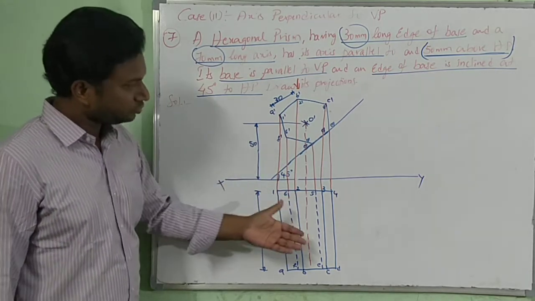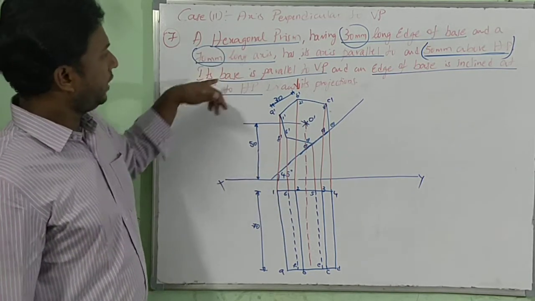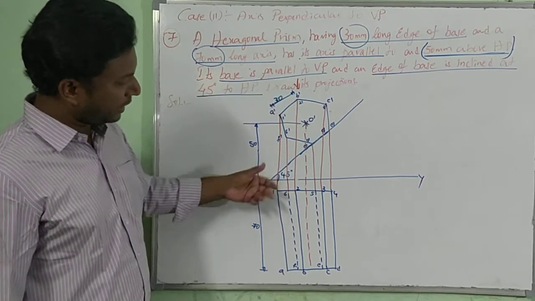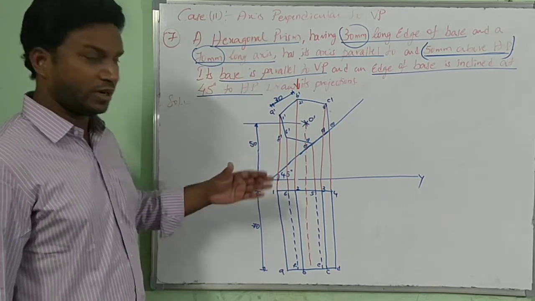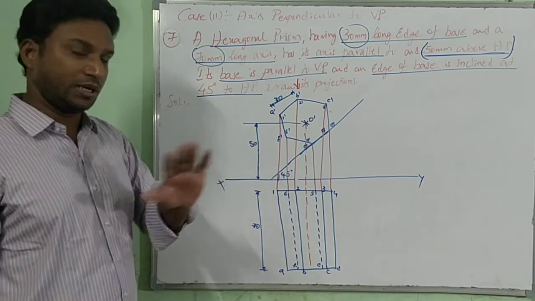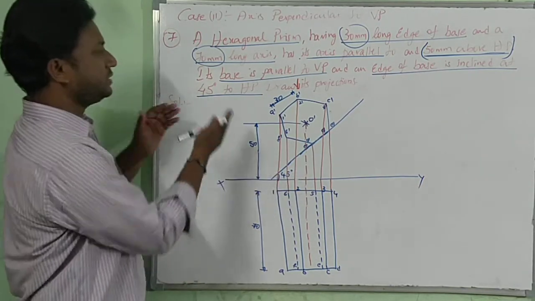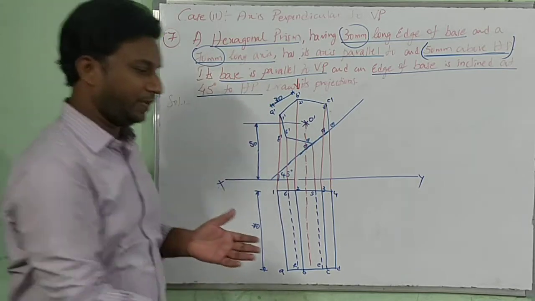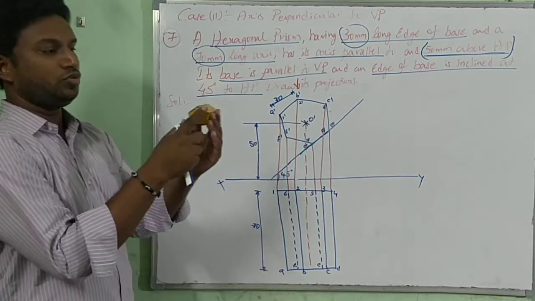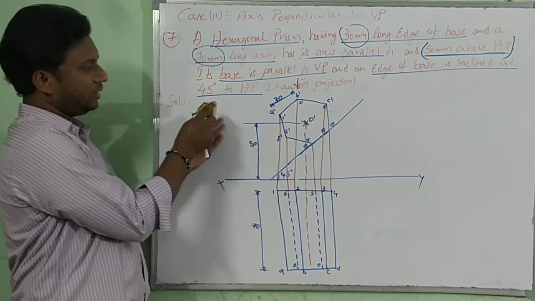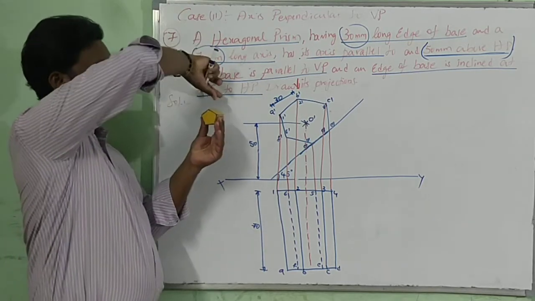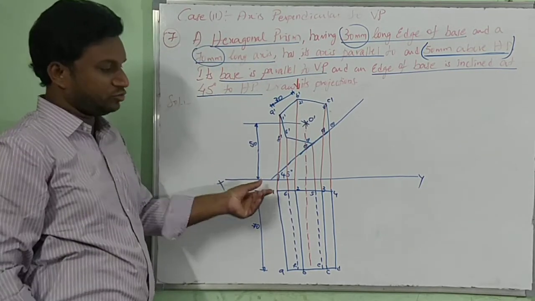Now, top view, right? Its base is parallel to VP. Parallel, distance is not given, so you have to maintain a gap. That's it. In the previous problem, it started at XY. Why? Because the base is on VP. But here, parallel. From the top view, you can see a gap here. That gap I have shown.